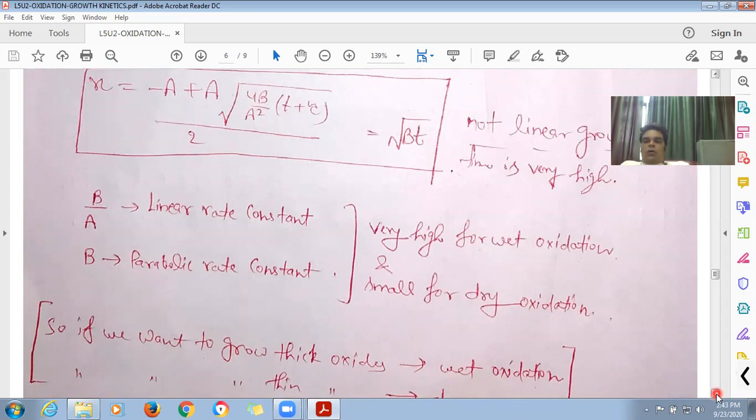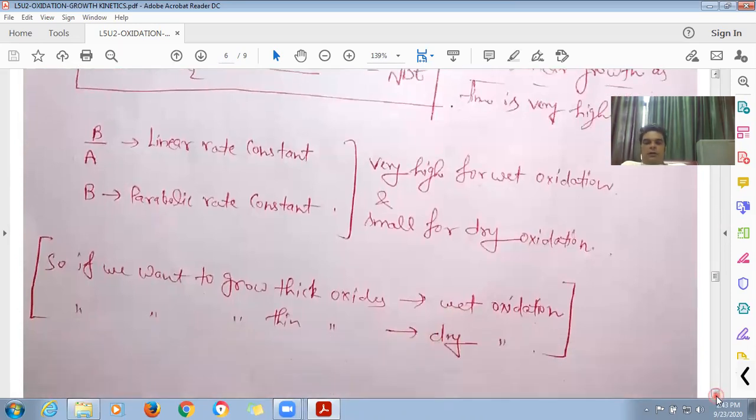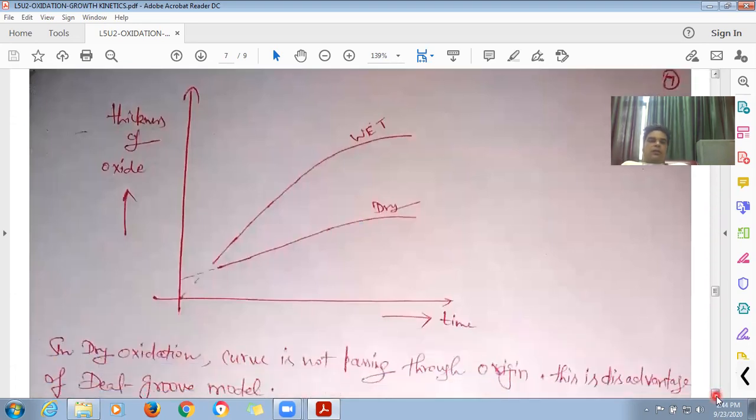which oxidation process will you prefer, wet oxidation or dry oxidation? The simple answer is, if you want to grow a thick oxide layer, you will prefer wet oxidation. If you want to grow a thin oxide layer, then you will prefer dry oxidation. Okay. So this is the curve between thickness of oxide and time.